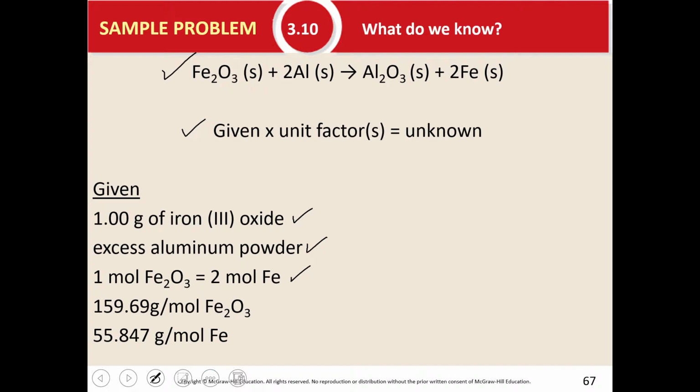So when we look at the balanced chemical equation, there's nothing written in front of Fe2O3, the iron 3 oxide. So it's an understood 1. And there's a 2 in front of the iron, so it's 2. So we have 1 mole of iron 3 oxide is equal to 2 moles of iron. We know the molar mass of iron 3 oxide. We simply add up 2 irons and 3 oxygens. And then we know the molar mass of iron.